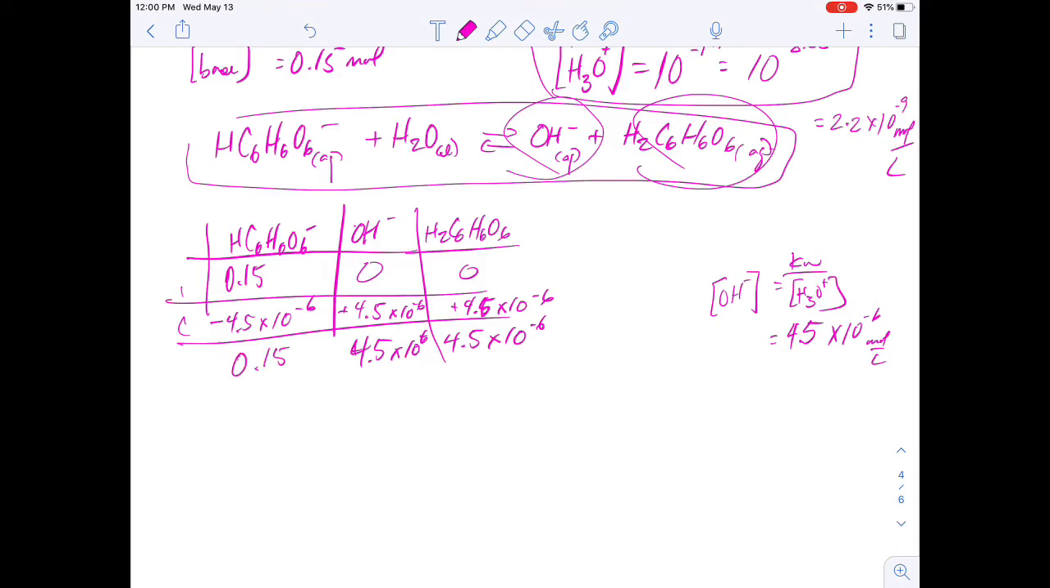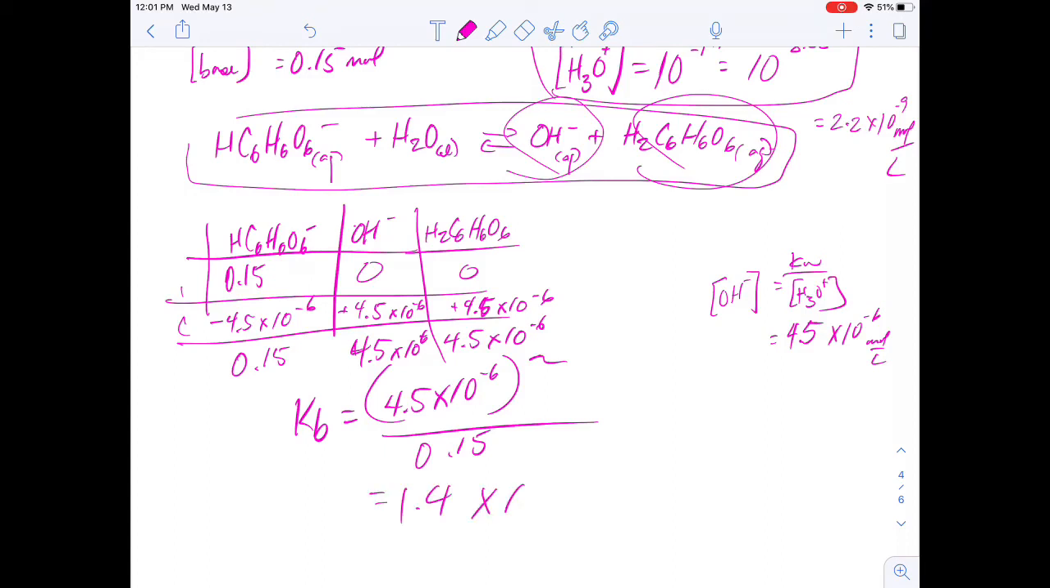0.15. So in fact, my assumption would have worked if I'd have used it this time, but I can't check it if I don't know the Kb. And since they're wanting me to calculate the Kb, I couldn't do that. So my Kb is going to be 4.5 times 10 to the negative 6 squared over 0.15. And I come out with 1.4 times 10 to the negative 10 is the Kb value.